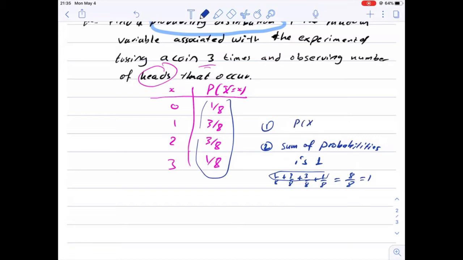The first condition is that each probability should be less than or equal to 1, from 0 to 1. Or we just write less than 1. It's well known that the probability is greater than or equal to 0. So probability is less than 1. As we can see, the first probability is 1/8. It's less than 1 because the numerator is less than denominator. The second one, third one, and fourth one. So the 2 conditions are satisfied. That means this is probability distribution.